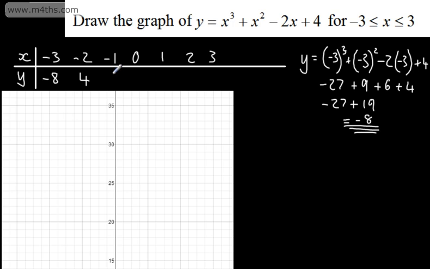With 0, I'm not going to substitute this in, because this one would be 0, this would be 0, this would be 0, and we would just be left now with the 4. So when x is 0, we can say y is going to be equal to 4. 0 cubed, 0 squared, two lots of 0, it's always going to be 0. So that one's nice and easy.